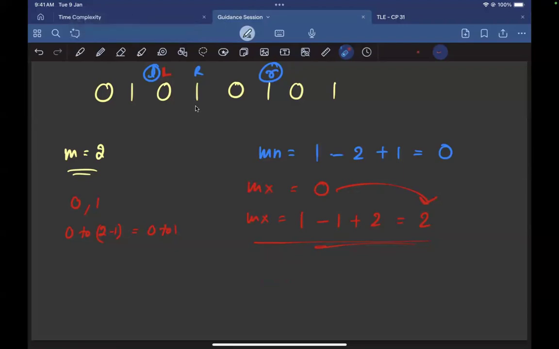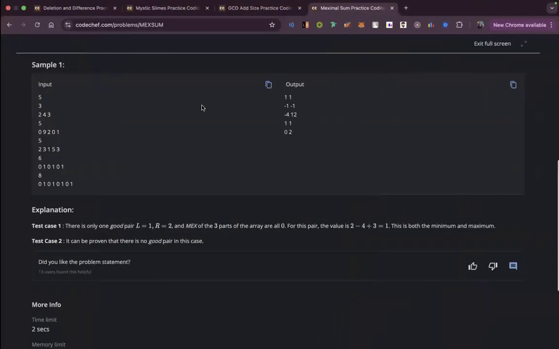This is a very good problem. It's just that it requires a lot of diagrammatic idea in this. I hope this is clear. Any issues, guys? You can ask me. Okay, should we look at the code?